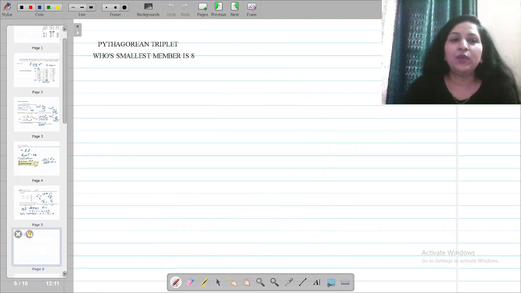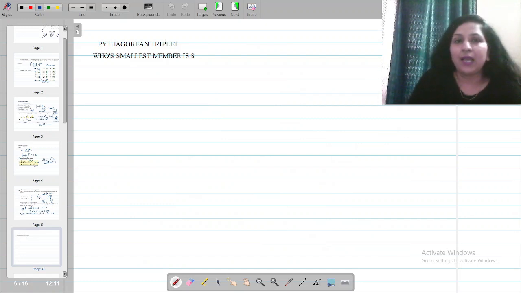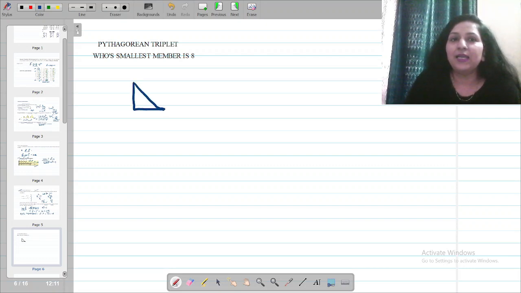So I am continuing with a new topic, which is Pythagorean triplet. You must have studied in grade 7 that in a right angle triangle, I am giving you a recap. If I have a right angle triangle, let's say A, B and C, these two are the arms of this right angle triangle, and the longest side, which is opposite to the right angle, is known as your hypotenuse.